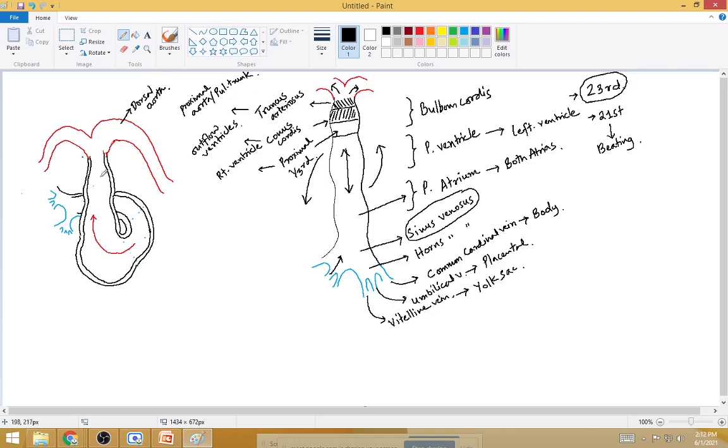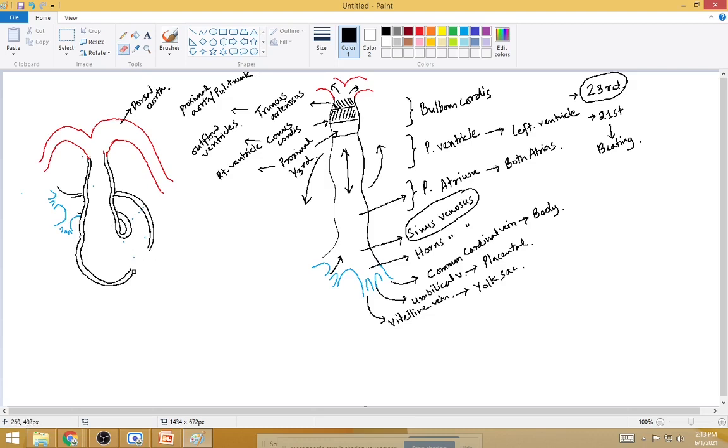Now you see, what will happen? This part is the truncus arteriosus, forming the proximal part of the aorta and the pulmonary trunk. This is the conus cordis. So the conus cordis will form the outflow of both the ventricles. But where are our ventricles? The proximal 1/3 is this one. So this is forming the right ventricle.